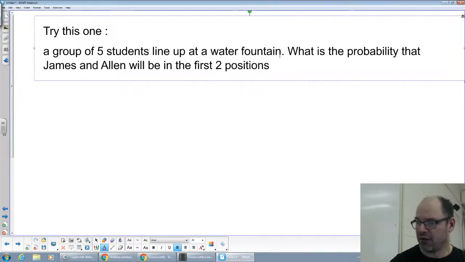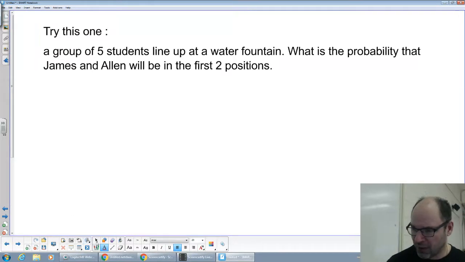Okay, so give that a try. Give it a pause there and give it a try, and then we'll work it out. It's a permutation type question, or a counting question, where order matters here, because we're wondering whether they're in the first 2 positions. Okay, so this is permutation. We want to select the first 2 positions out of 5 students.